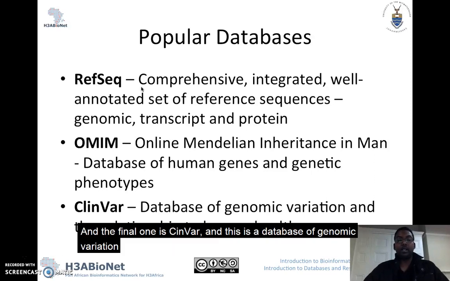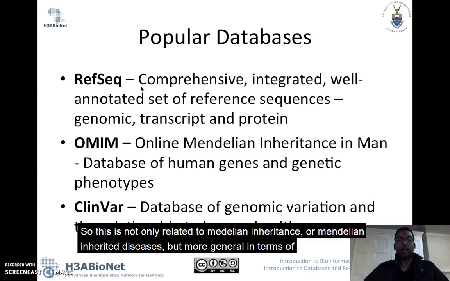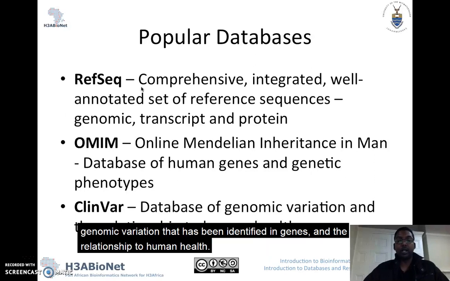And then the final one is ClinVar, and this is a database of genomic variation as well as the relationship to any human health or human disease. So this is not only related to Mendelian inheritance or Mendelian inherited diseases, but more general in terms of genomic variation that has been identified in genes and the relationship to human health.